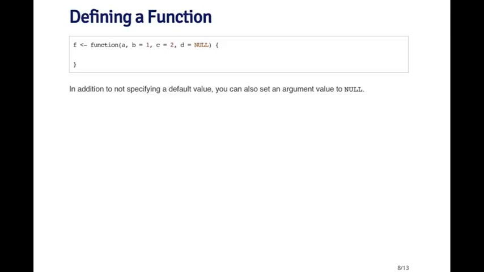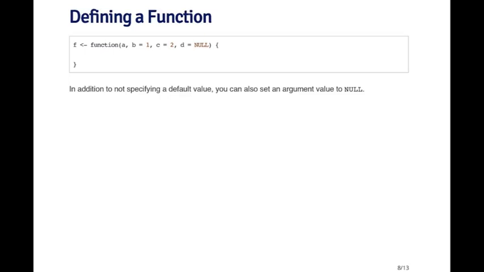So here's a function with four arguments: a, b, c, and d. a has no default value. b, c, and d all have default values. And so when you define a function, you have to both specify the names of the arguments and whether or not any of the arguments have default values.